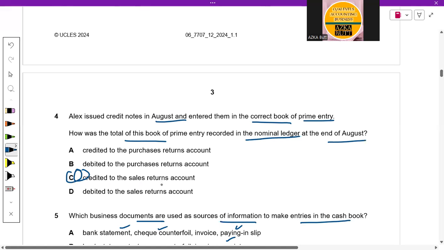Sales returns reduce the total sales made by the business. Therefore, the sales return account in the nominal ledger is debited to reflect the reduction in revenue. The corresponding credit would be made to the customer's account in the sales ledger, as the customer's balance decreases because of the return. So the correct entry would be debit the sales return account, credit the customer account. That's why this is the right option, not this one.